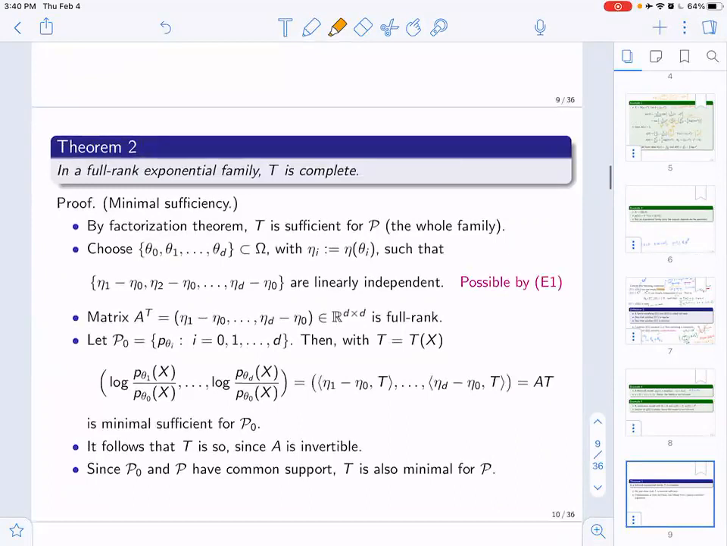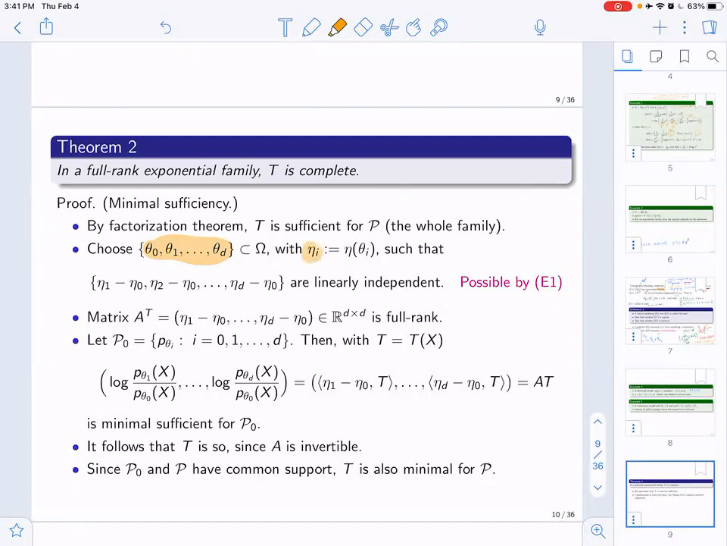So let's see minimal sufficiency. By the factorization theorem, we know that T is sufficient for the whole family. Then we are going to use that result that we borrowed from Lehmann's book. So if we know T is sufficient for the full family, and we can show that T is minimal sufficient for a subfamily, then we know it's going to be minimal sufficient for the entire family. So that was one of the results that we had. And so what I'm going to define is a subfamily, just pick theta 0, theta 1 up to theta d to be a subset of omega.